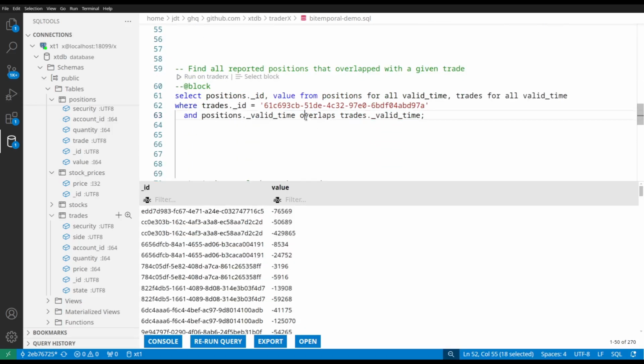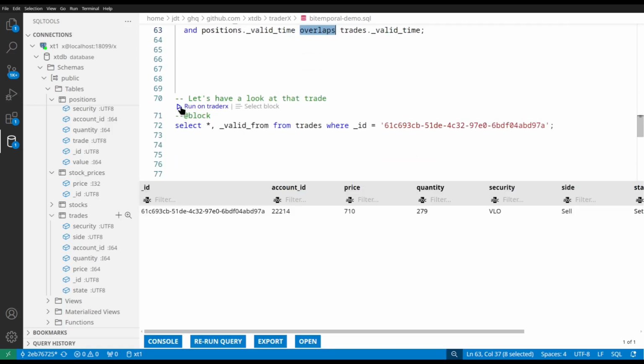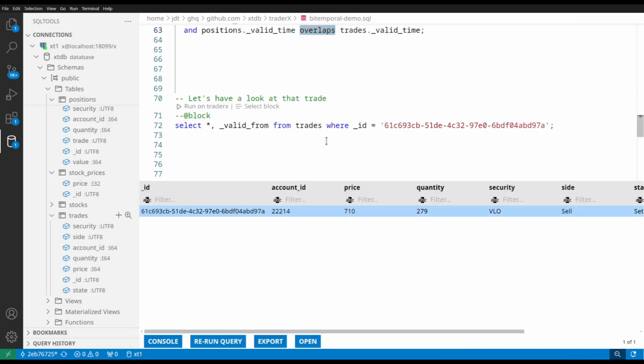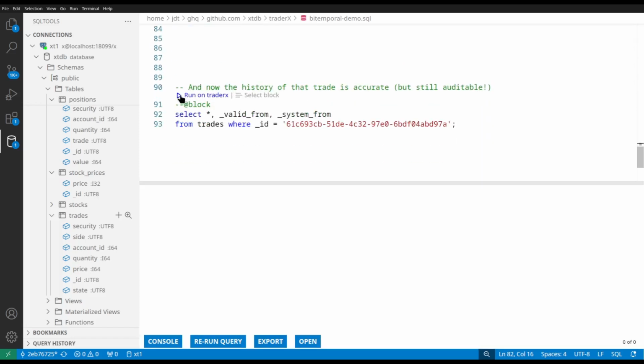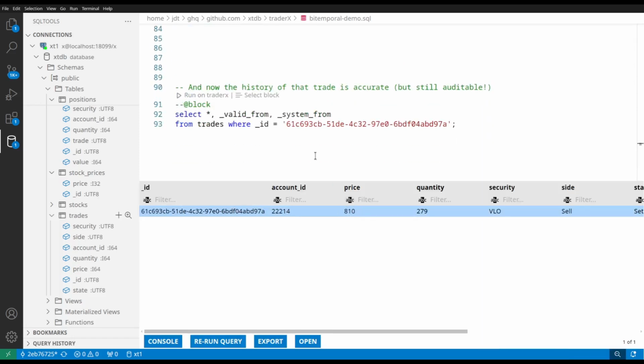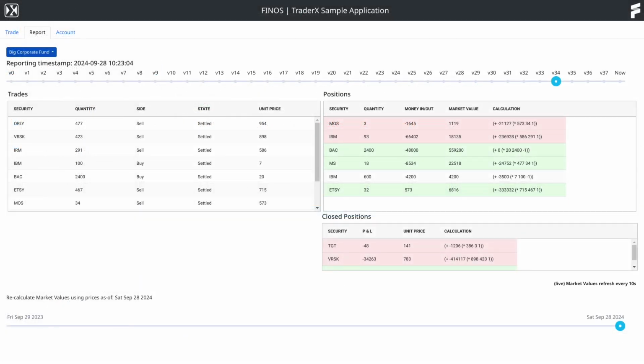And now we may want to find all positions that overlapped with a given trade. Here we can see the exact trade given by the ID and see the price at 710. If we now update that price, we use the for portion of valid time syntax, which very easily records changes in both dimensions. We can now see the latest price, but we can be confident that we still have access to the earlier prices should we ever need to access them for any reason.